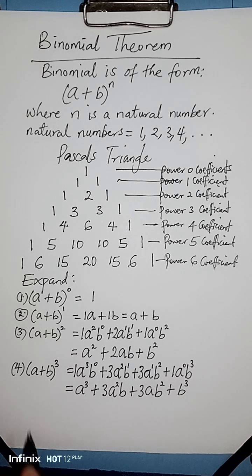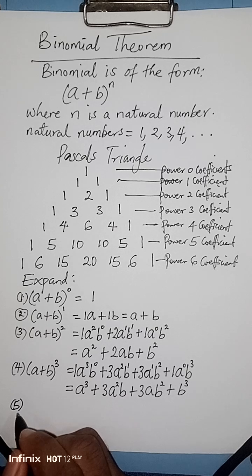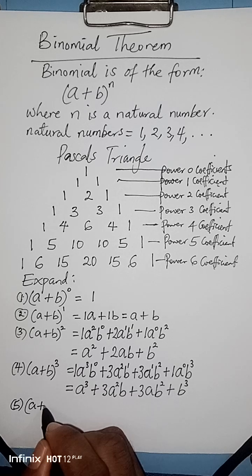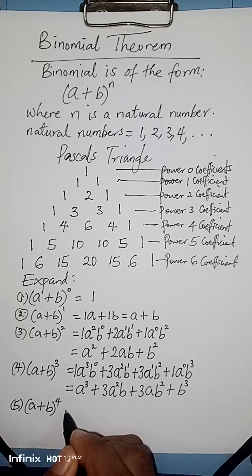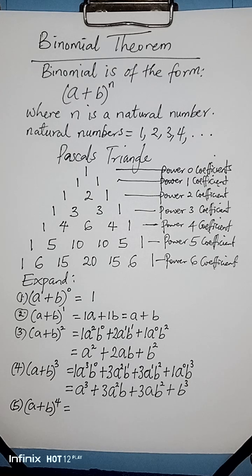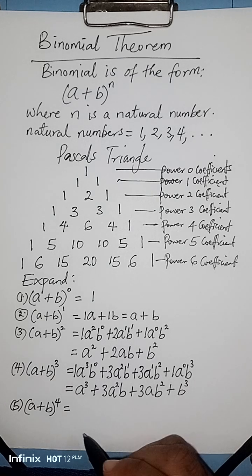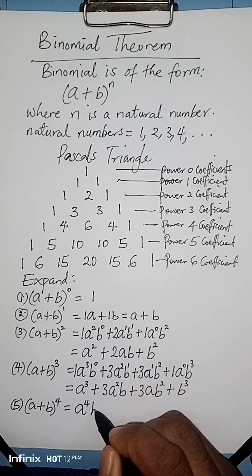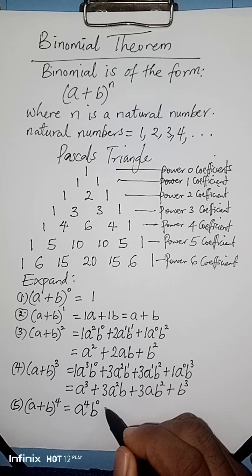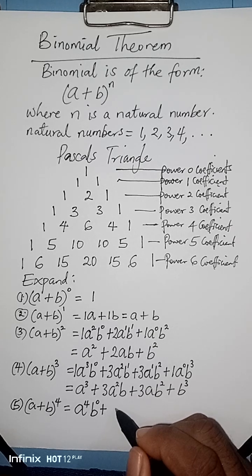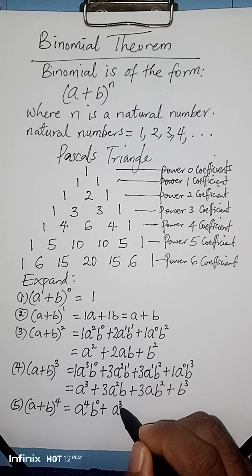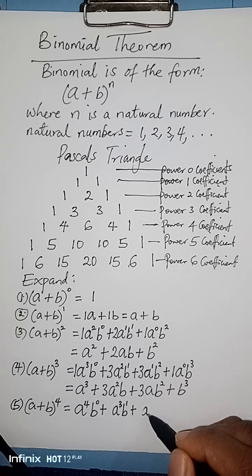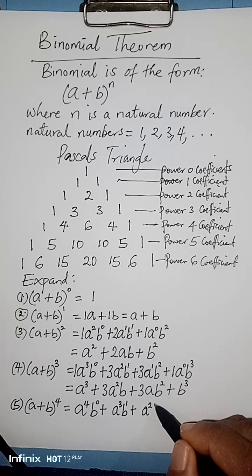Well, it's becoming easier, right? Let's try another one. This is number 5. I'm going to expand to the power of 4. So what do we do? Same thing we've been doing. When it is power 4, I'm going to start with 4. A raised to power 4. And then you start with b raised to power 0. You keep writing, decreasing the a. It becomes 3. B will increase to 1. Plus a will reduce to 2. And b will increase to 2.